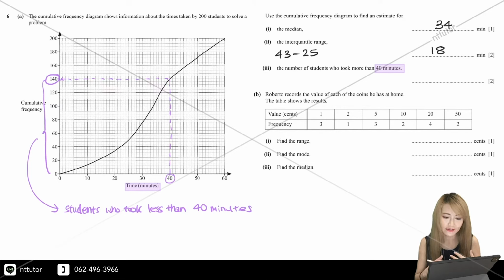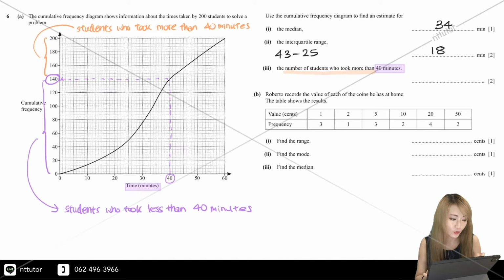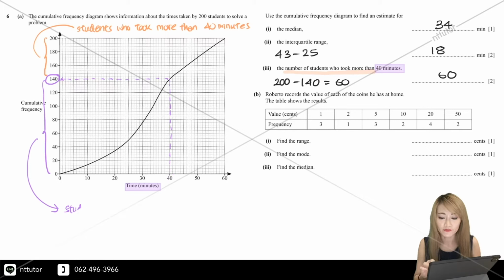But we want to find the number of students who took more than 40 minutes. So the students who took more than 40 minutes are over here, between 140 and 200. Therefore, the number of students who took more than 40 minutes would be between 200 and 140. So that's 200 minus 140, which equals 60. So 60 students took more than 40 minutes.